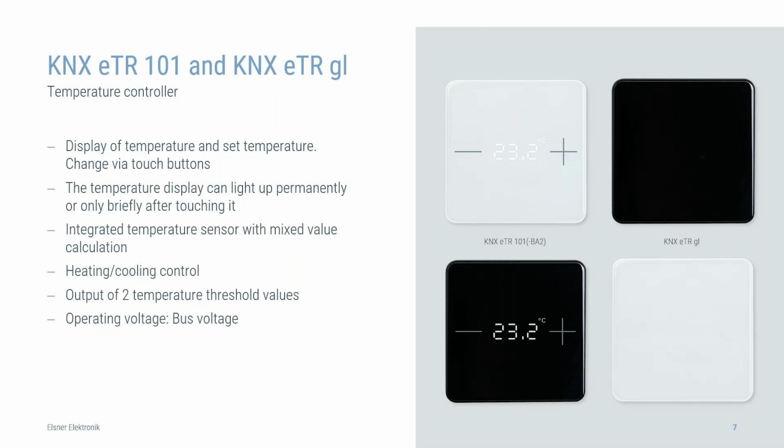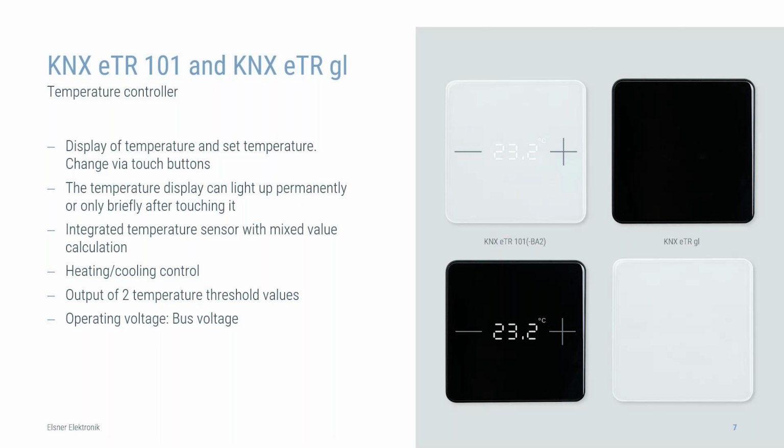Yes, I think I went over most of those points. So yes, we have the integrated temperature sensor. This accounts for every single eTR model. Every eTR model that you're going to see today has the integrated temperature sensor for the mixed value calculation. In the eTR 101, we have the heating cooling control. Obviously, it's a thermostat. And we have the output of two temperature threshold values. The operating voltage is the bus voltage. The bus voltage also accounts for all the other eTR models as well.